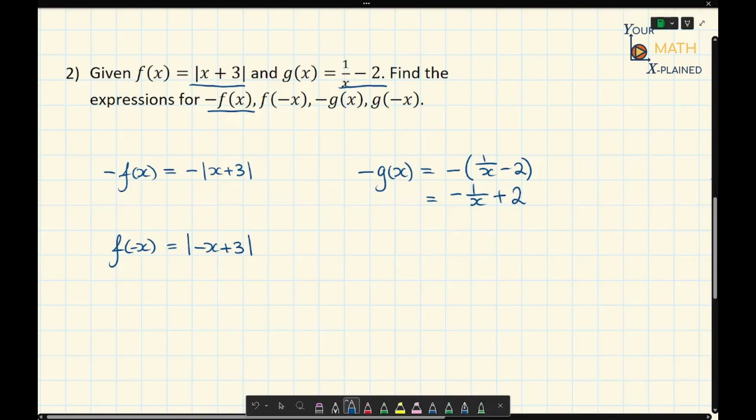Finally, the last expression is going to be for g of negative x. So to find that, again, all we need to do is replace all the x's with negative x. So this becomes 1 over negative x minus 2. And then if you want, you can pull that negative sign in front of the fraction, so it becomes negative 1 over x minus 2. And those are going to be your 4 expressions.